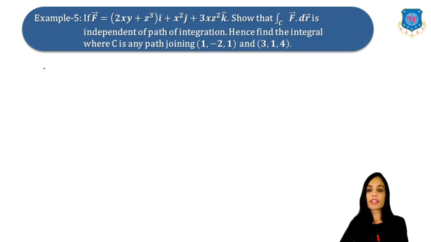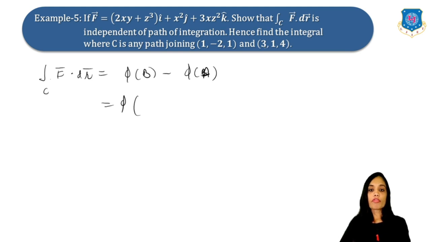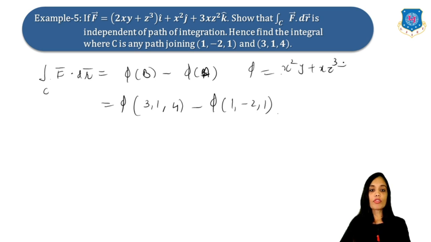Now we have to find the line integral over C of F bar dot dr bar. It will be equal to phi of B minus phi of A, because our integral is path independent. Now our value of B is (3, 1, 4), and the value of A is (1, minus 2, 1), and phi is x square y plus x z cube plus c. So we just have to put the values of x, y and z.